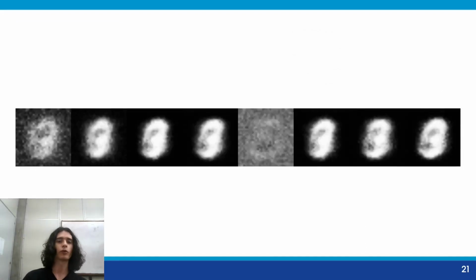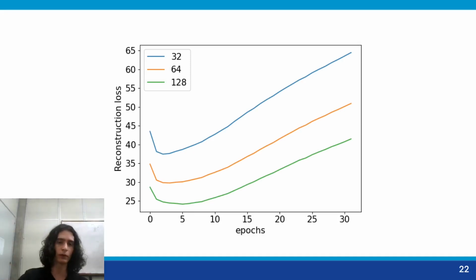Here's an animation showing the reconstruction of the images from the last layer. So by using only information from the last layer, you can reconstruct the images up to a precision that depends on the number of latent neurons of the output layer. So from different numbers of output neurons, we can increase the reconstruction quality of these images. This graph shows the reconstruction loss with respect to the epochs and the number of output neurons: 32, 64, and 128 neurons.